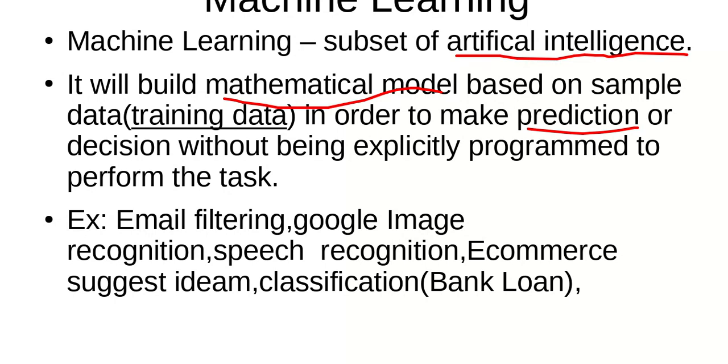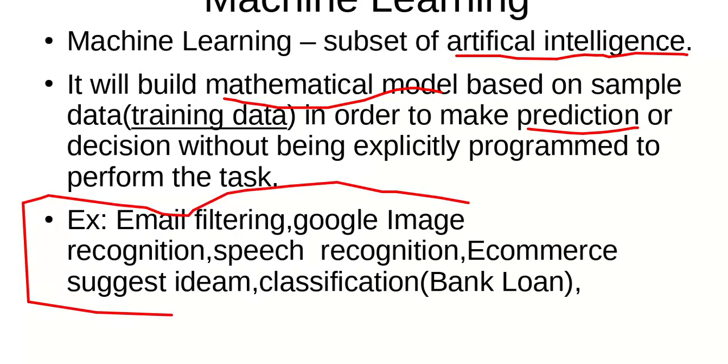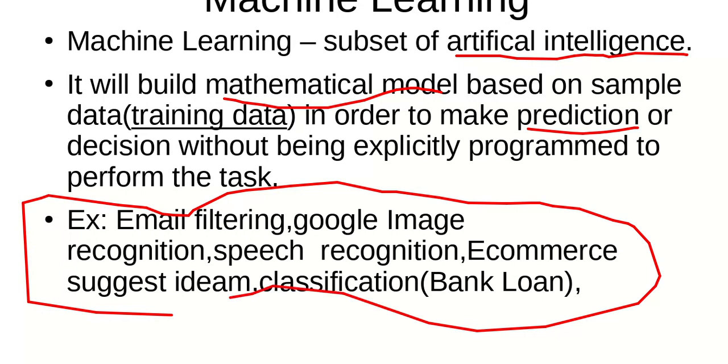In a real case, you can take these examples where machine learning is really implemented. One is email filtering, and Google image recognition for Google Pixel. For example, when we upload a lot of photos and choose a specific person, all the photos related to that person are automatically recognized. That is image recognition. On mobile phones we also use face recognition and speech recognition, e-commerce suggested items and classification, and bank loans.